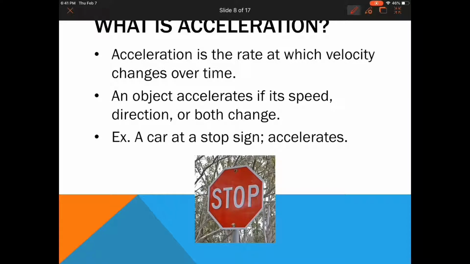Let's say you're riding with your family and you guys are coming up to a stop sign. Well, you're accelerating in the form of deceleration because you're starting to slow down to stop at the stop sign. And as soon as you know it's clear to go, you start accelerating again to get back up to your normal speed after coming from a stop. Now you want to get back up to 30 miles per hour. So that is acceleration.